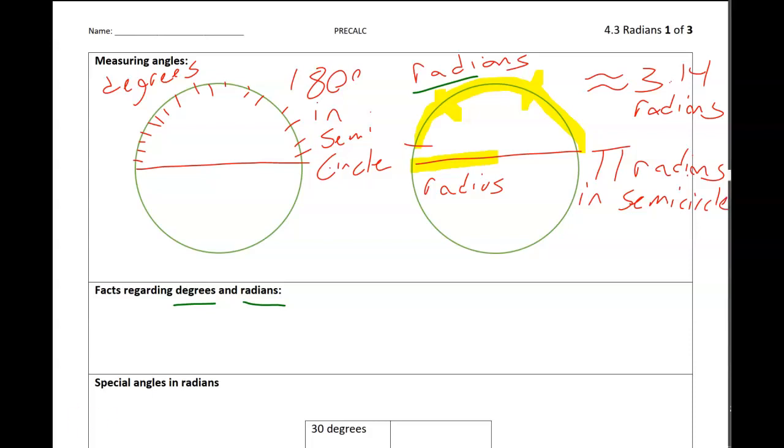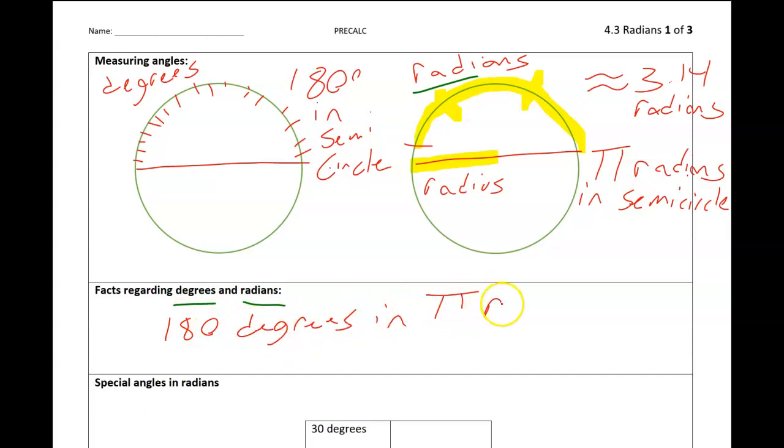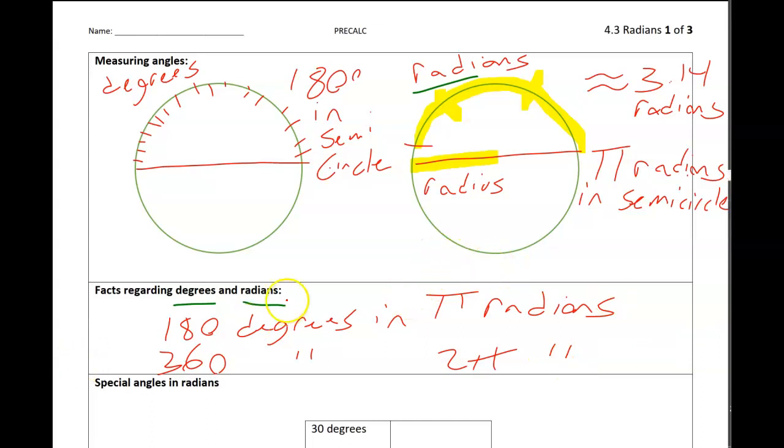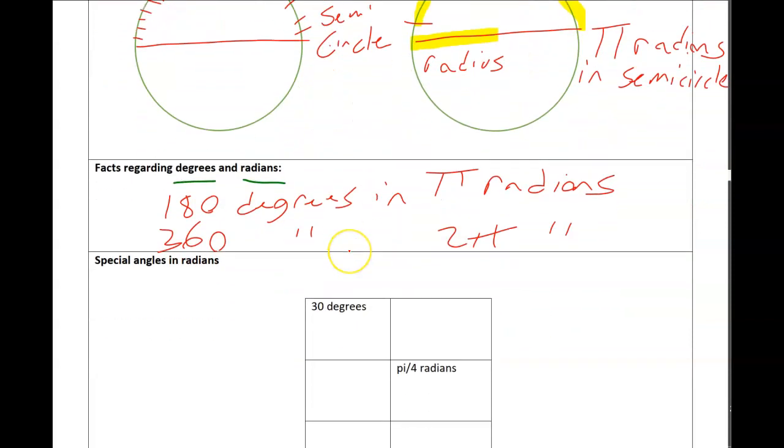Okay, so that leads us to our conversion factor, right? Just like there's 12 inches in a foot, there's 180 degrees in pi radians. Those are equivalent. They mean the same thing. They represent half of a circle. Sometimes you see 360 and 2 pi. You can use that as well, whichever you prefer, but 180 degrees and pi radians is easier to use. So that's basically the whole lesson. We've introduced our whole unit, and then everything else is the same.